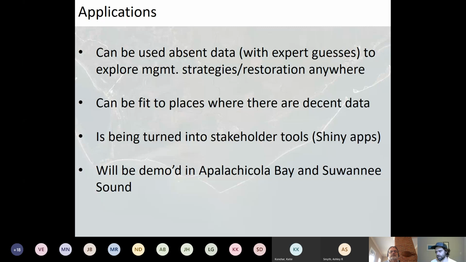Right now, we are turning it into stakeholder tools. Because it's done in Program R, which is open and free, it's pretty easy to turn it into a Shiny app. So I'm working on that with some students. And the whole thing will be demoed in Apalachicola Bay, fingers crossed, should everything go through and UF and FWC handle the grant side of it without getting in squabbles over it. I would like it to work in Apalachicola Bay and Suwannee Sound, and it should. That is our plan. So we'll get to see the model, and we'll get to poke holes in it and change things that people don't like about it.